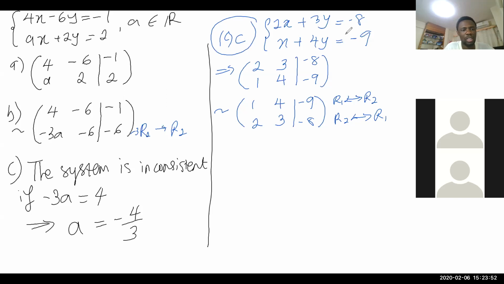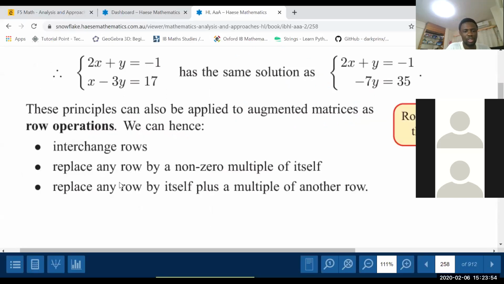Let's go back to that instruction from the book. It says you can replace any row by itself plus a multiple of another row. That's what Lillian is talking about here. We're going to replace row 2 by itself plus a multiple of another row, which would be -2 times R1. Does that make sense? Can I get a yes if you understand?